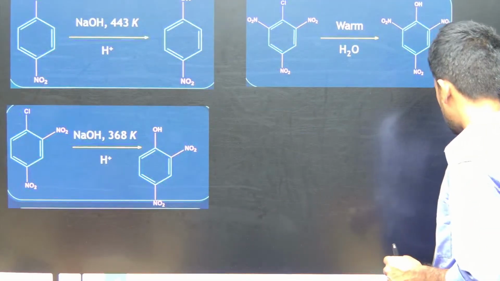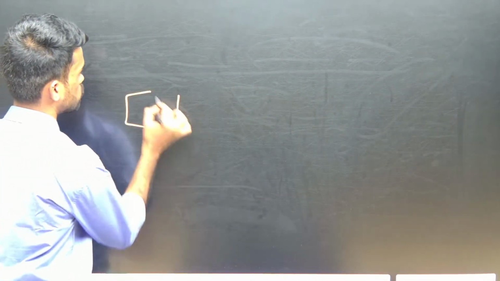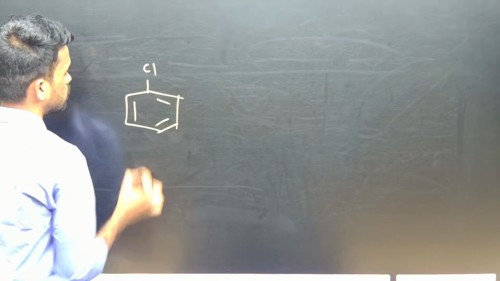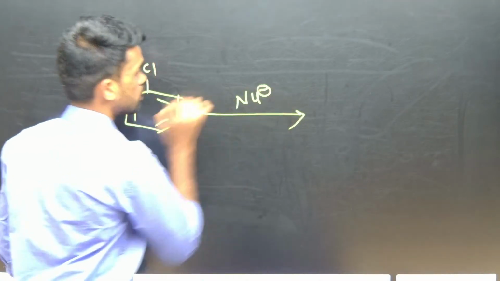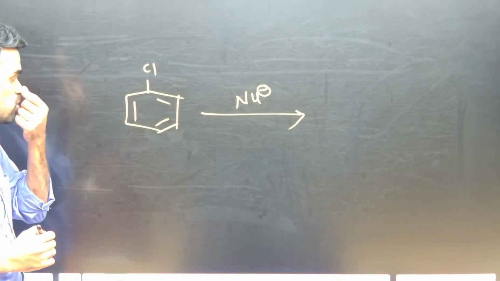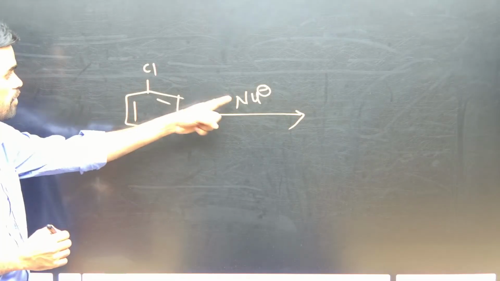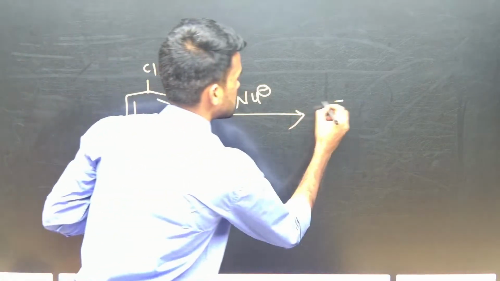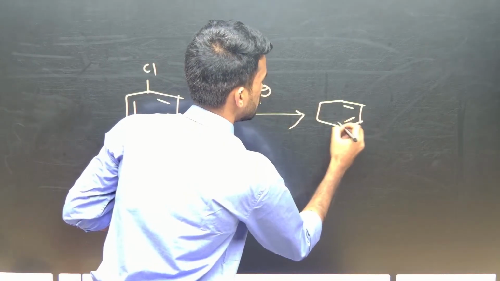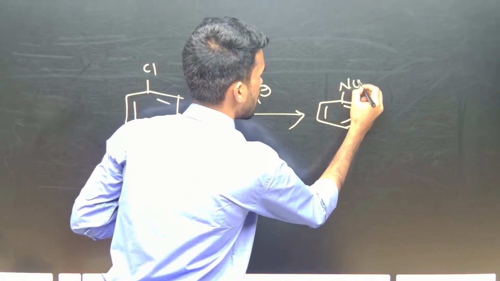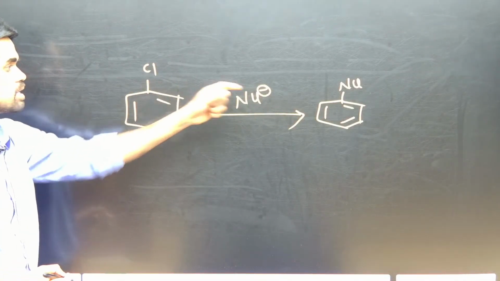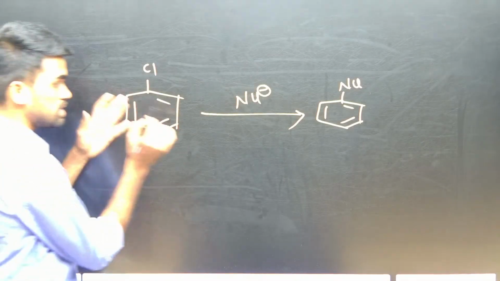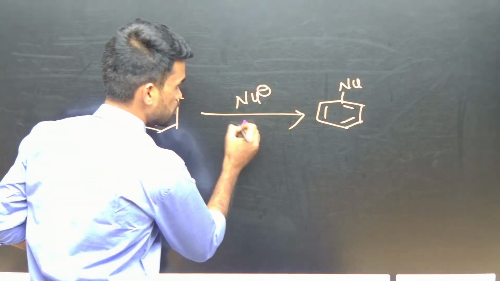Now what happens here is, in nucleophilic aromatic substitution reactions, let us say there is a chlorine here. We are taking one nucleophile. So in the place of the halogen, our nucleophile will come. It means the nucleophile will be taking the place of the halogen like this. Chlorine is substituted by the nucleophile, but this transformation requires high temperatures.